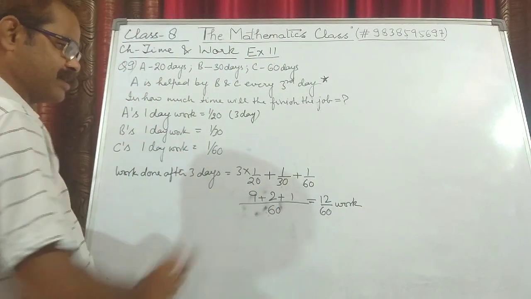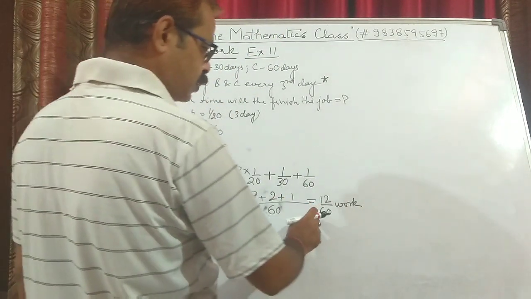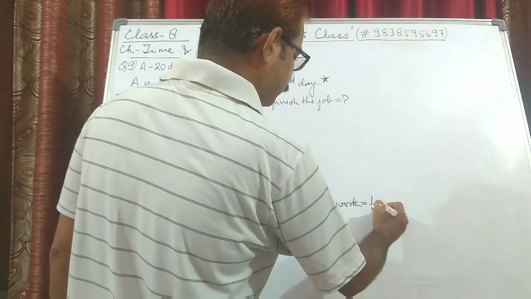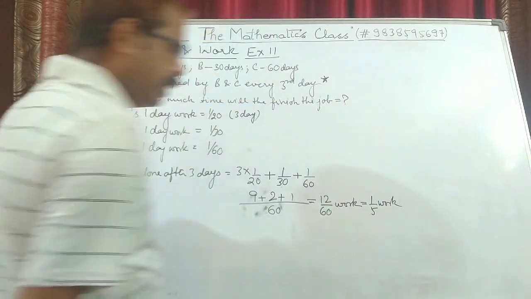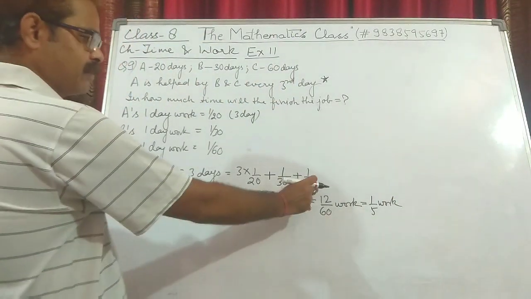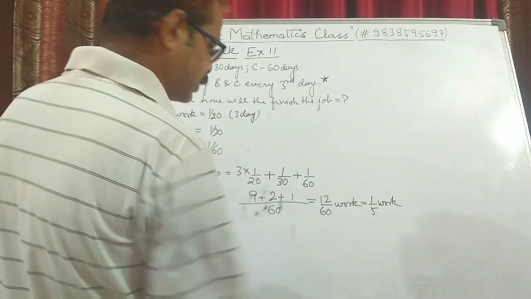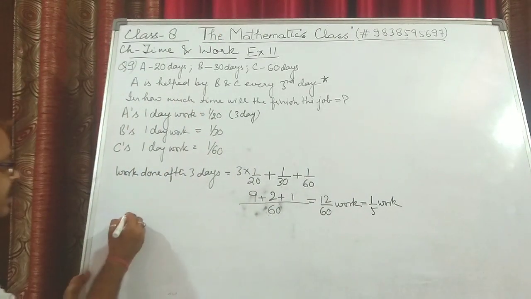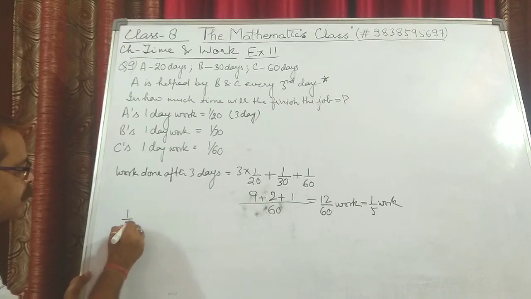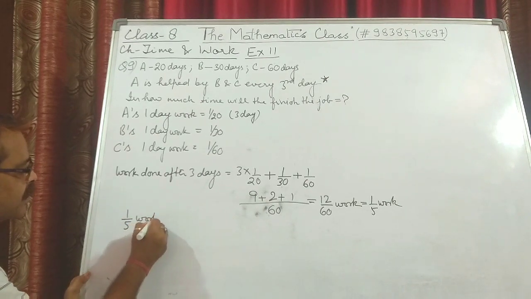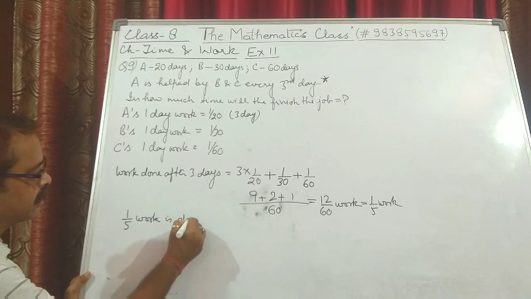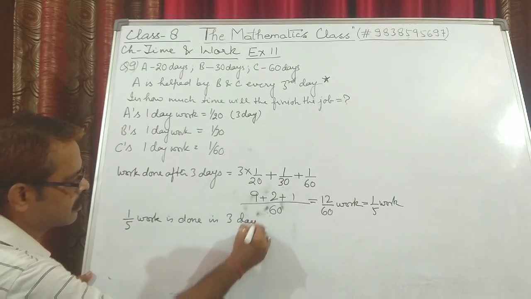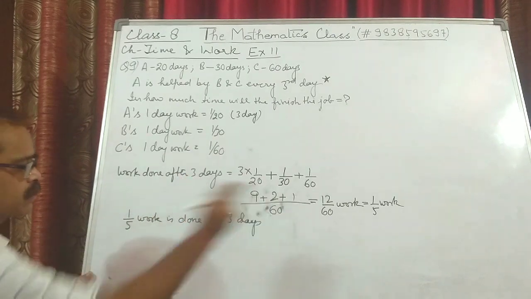Work done after 3 days. So after 3 days this much amount of work has been done. This can be written as 1 upon 5, since 12 fives are 60. So 1 upon 5 amount of work is done in 3 days. This is the work done in 3 days: 1 upon 5.